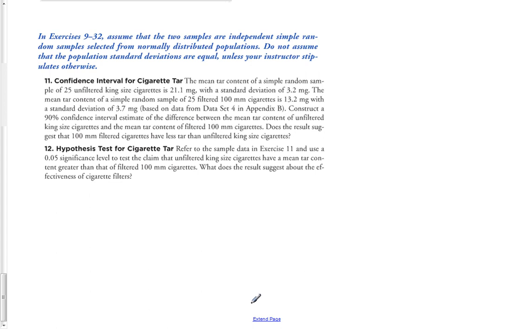Number 11, the mean tar content for a simple random sample of 25 unfiltered king size cigarettes is 21.1 milligrams with a standard deviation of 3.2. So this standard deviation is coming from this sample of 25 unfiltered cigarettes. So I do not know the population standard deviation. So I'm not going to use Z, I am going to use T.